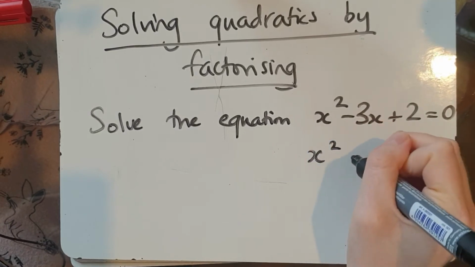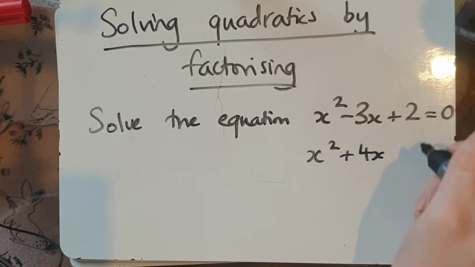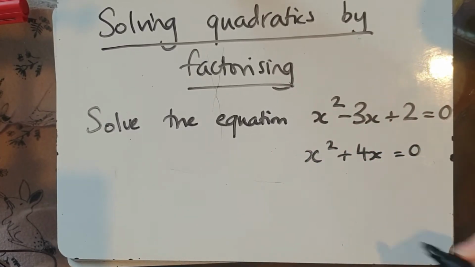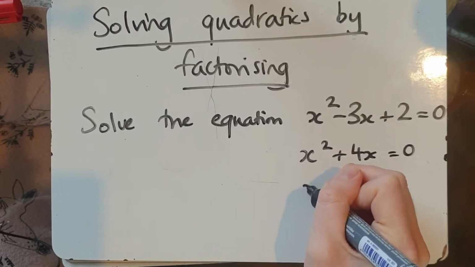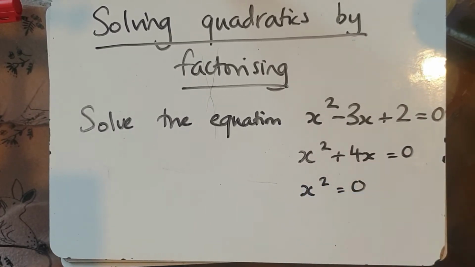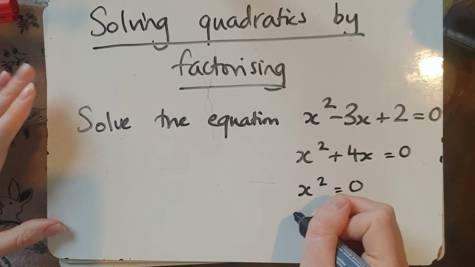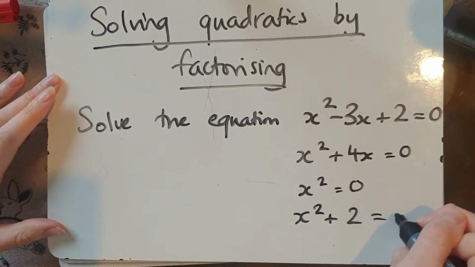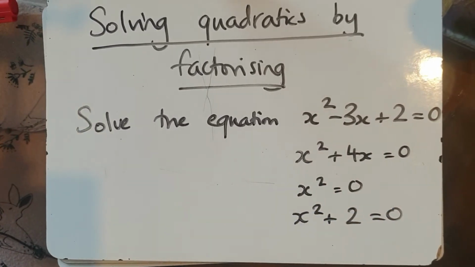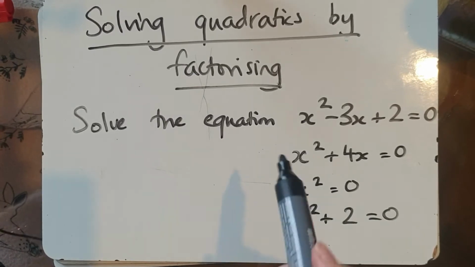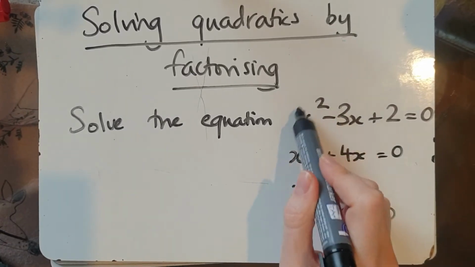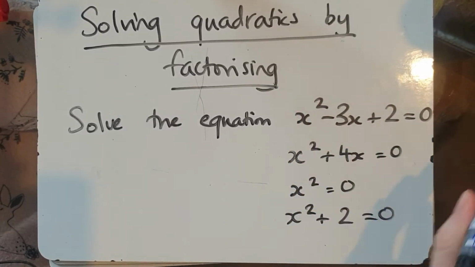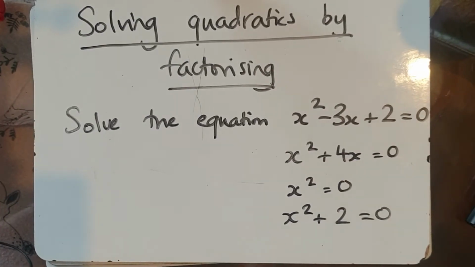X squared plus 4x without any constant term would also be a quadratic, and x squared on its own would be a quadratic. Also, x squared plus a constant would be a quadratic. But a quadratic must have 2 as its highest power of x and then a linear equation for the rest of it.